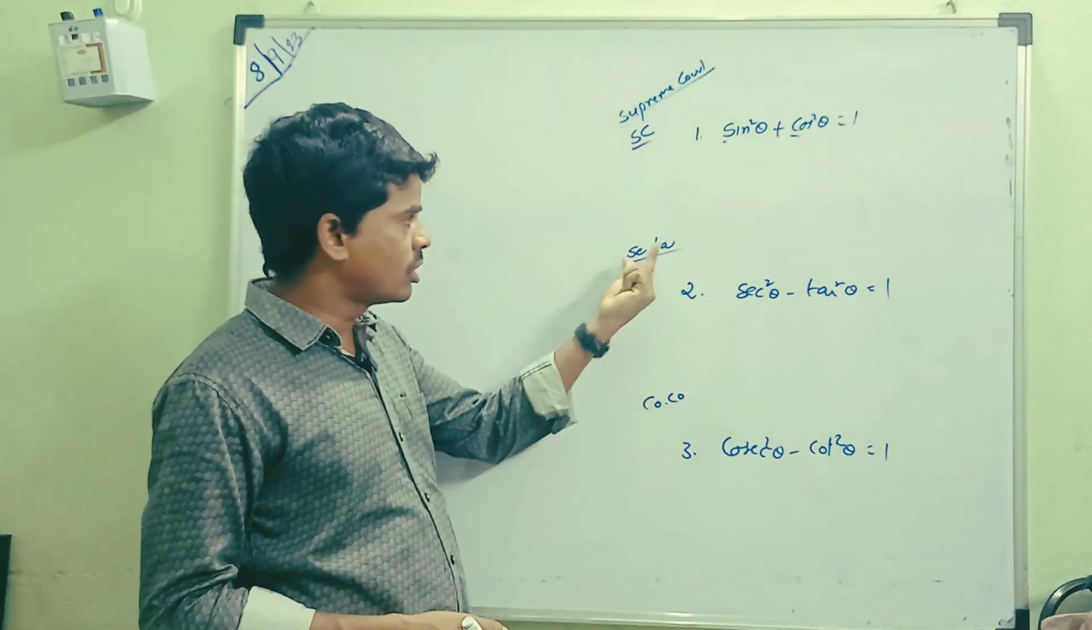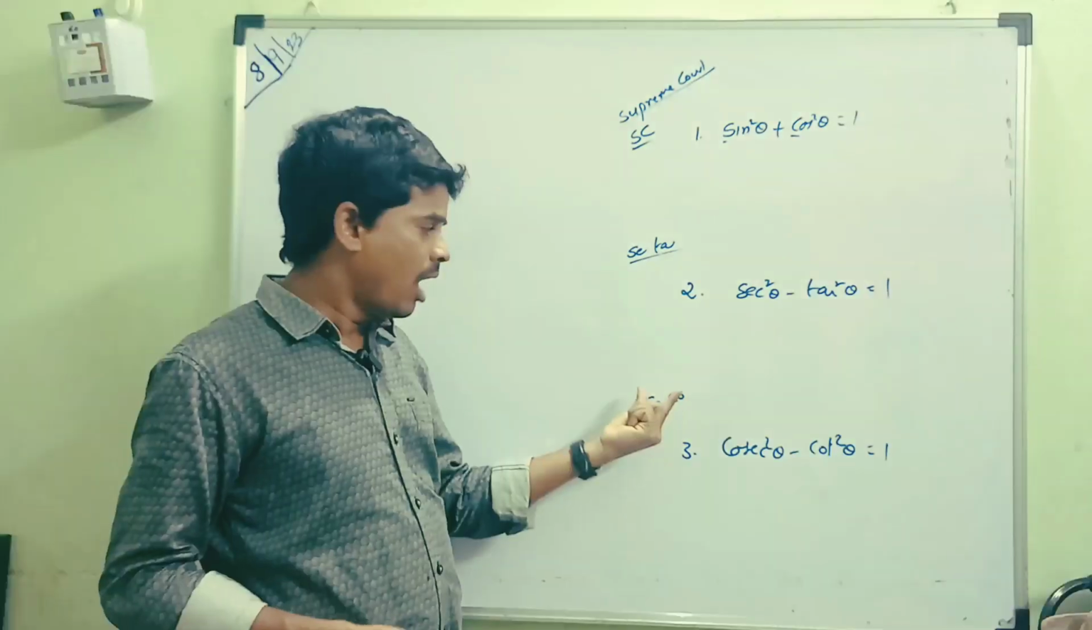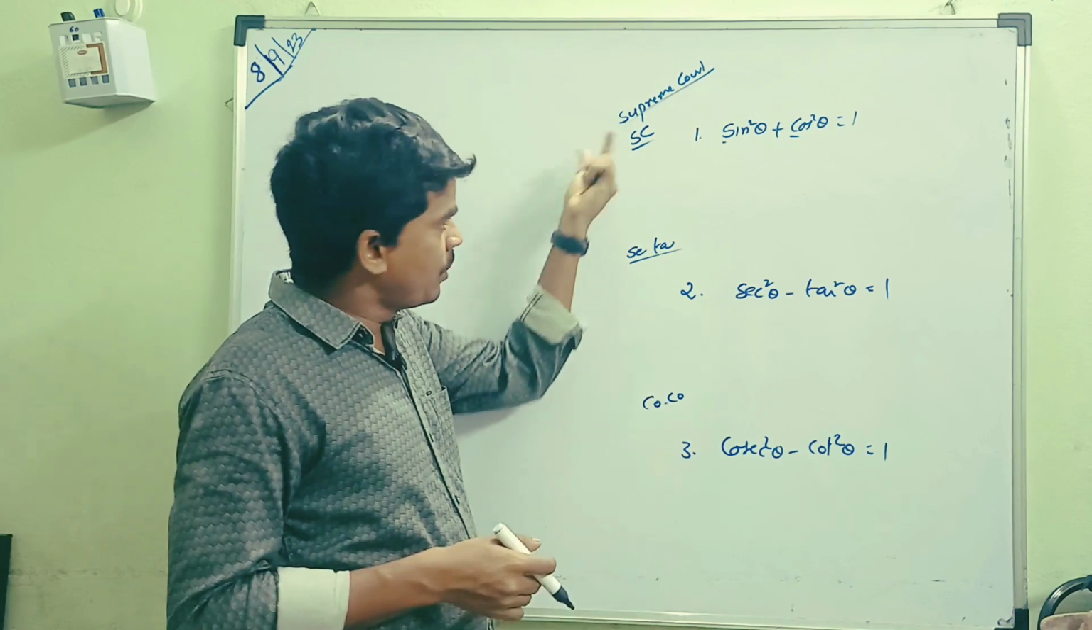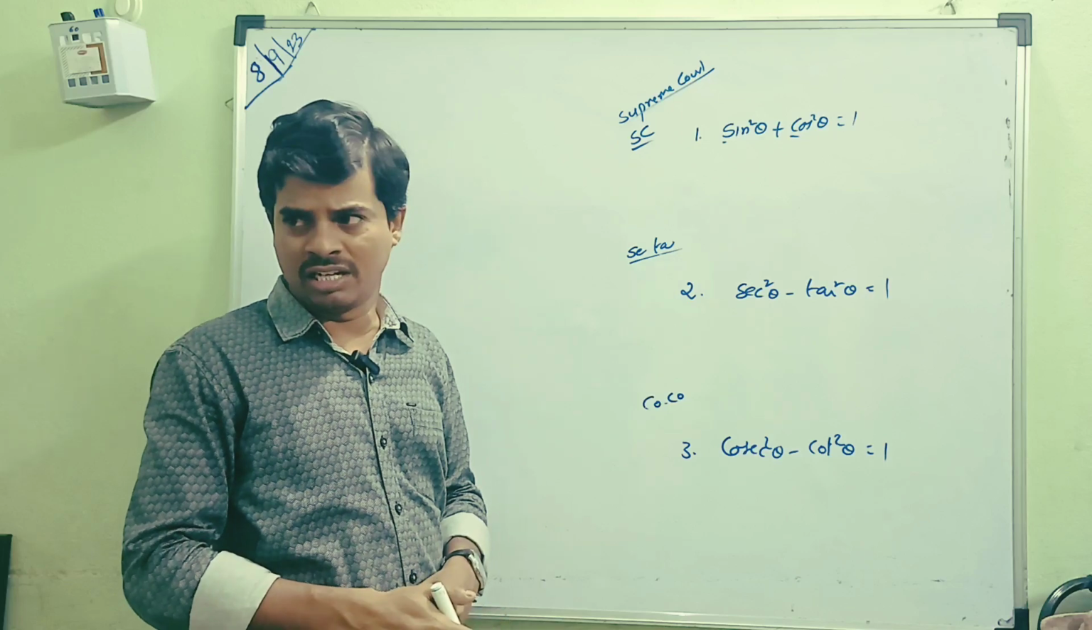Okay, this is Coco, Sita, Supreme Court. So that means secant and tan is one pair and cosecant and cot is one pair, Coco. So if you remember these three identities, we can derive the remaining six formulas very easily.